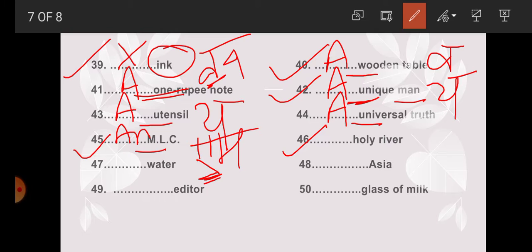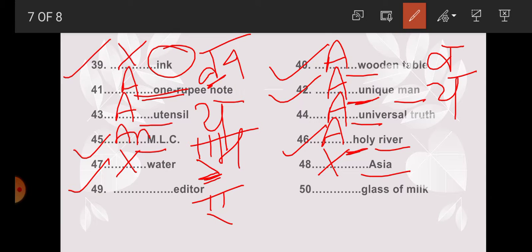46. Dash holy river. River is a noun, so we can put an article here. So dash holy, holy, student. H is which sound? Consonant sound. So write A here. 47. Dash water. Water is an uncountable noun, so we can't put any article here. Now dash Asia. Student, Asia is a proper noun, so we can't put any article here. Dash editor. Editor. So A is what, student? Vowel sound. So write N here, an editor.